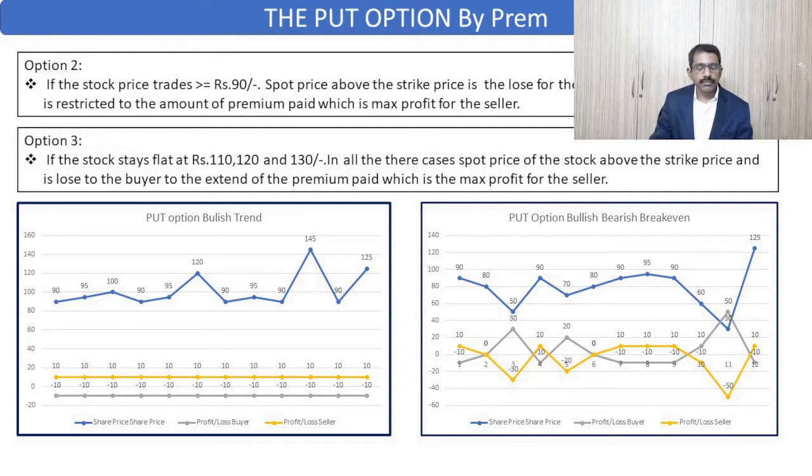And same way for the seller also, the profit is only rupees 10, irrespective of the trade for the stock, whether it is 100 or 150 or 200, whatever it is, he will receive only rupees 10 as his profit. So this is clearly represented in line chart 1, and in line chart 2 I gave the bullish, bearish and break even trend for the stock.